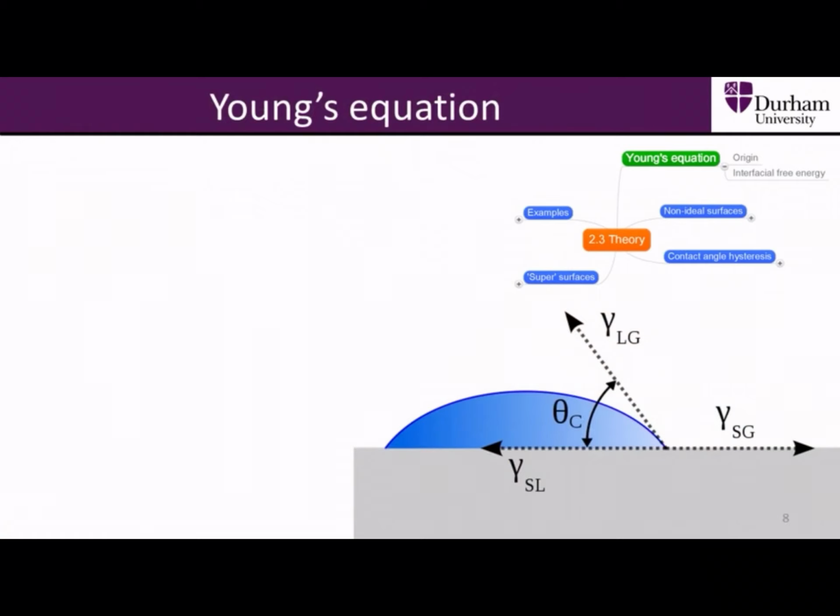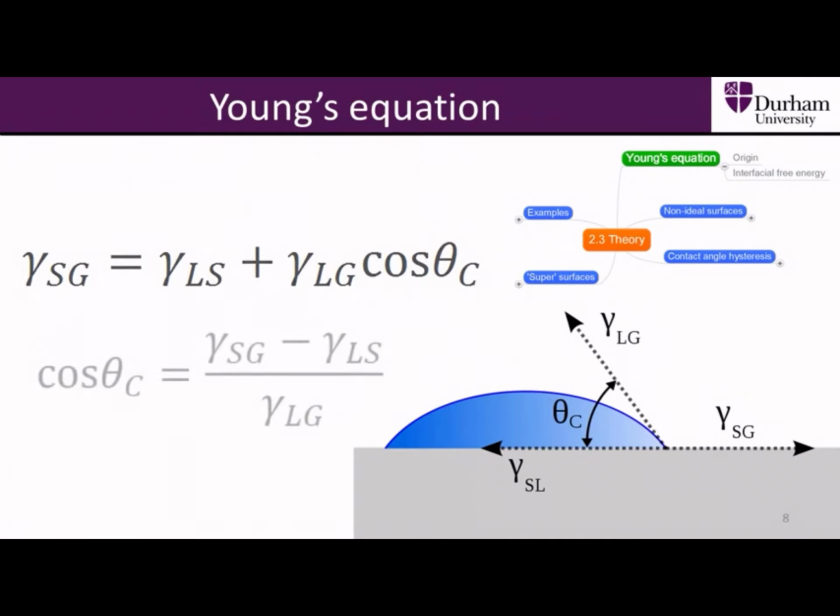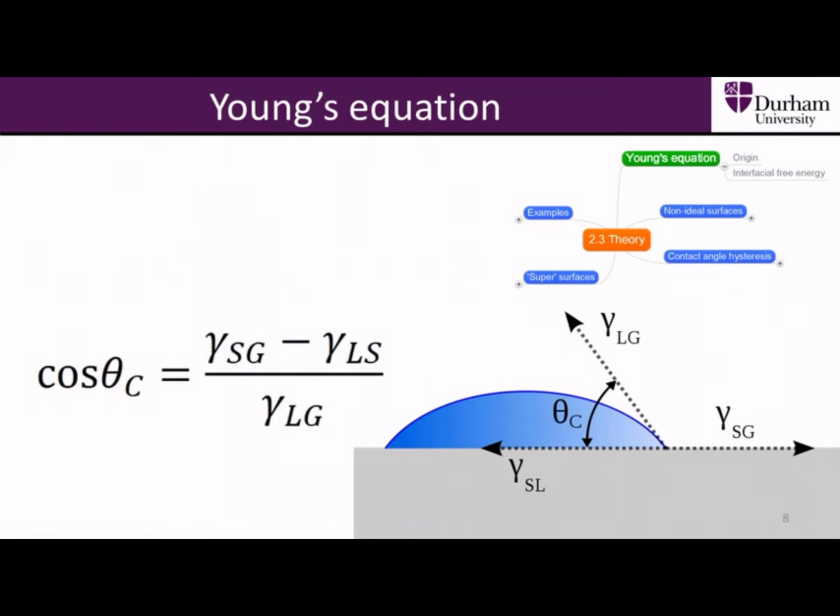Young's equation arises from considering the condition of thermodynamic equilibrium, where the three interfacial tensions, treated as forces, are balanced in the horizontal direction along the line of the solid interface. Rearranging the equation, we can obtain the cosine of the contact angle in terms of the interfacial tensions. The value of the contact angle can be between 0 and 180 degrees and varies widely depending upon the chemical compositions of the solid, liquid and gas that form the interfaces.